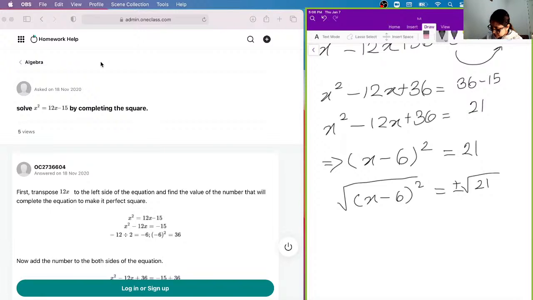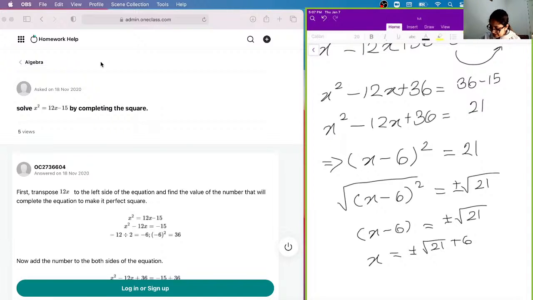And so you get rid of the square root on the left, so you have x minus 6 is equal to plus or minus square root of 21. And the last step would be to move the 6 to the other side. So you have x is equal to 6 plus or minus square root of 21, right?